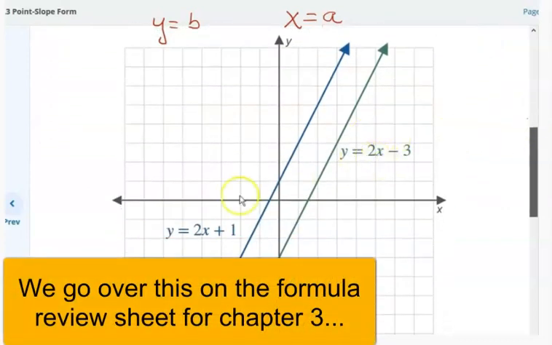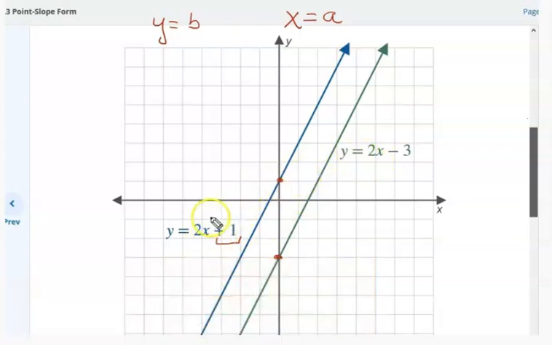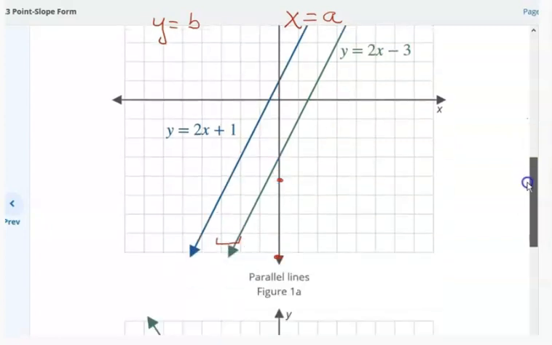The slopes are going to be the same, 2x, 2x, but the y-intercepts will be different. Here, one is a -3 and one is a +1. So if the slopes are the same, once they're in slope-intercept form, and your y-intercepts are different, the lines are parallel. Well, how about for perpendicular?